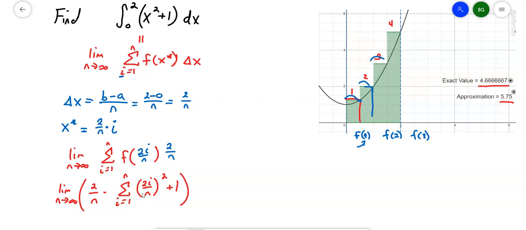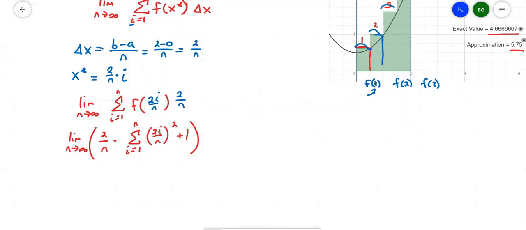Okay, now we can just square out our 2i over n there. Oh, my pen is having trouble connecting. Hang on just a moment. There we are.